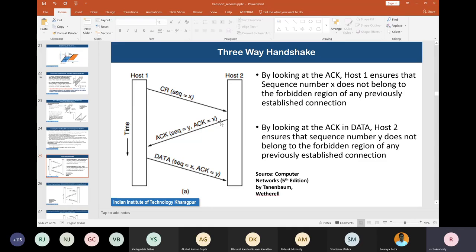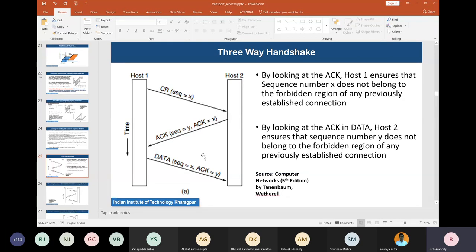This data segment has a sequence number X, which means that this segment number is X. This X is no longer 0. In the earlier schemes that we were seeing, this segment number was starting from 0 for a new connection. That will no longer happen. And its acknowledgement field has a value Y, which tells host 2 that if you send me the next data segment, that data segment should have a number Y. The next expected data segment from you is Y.